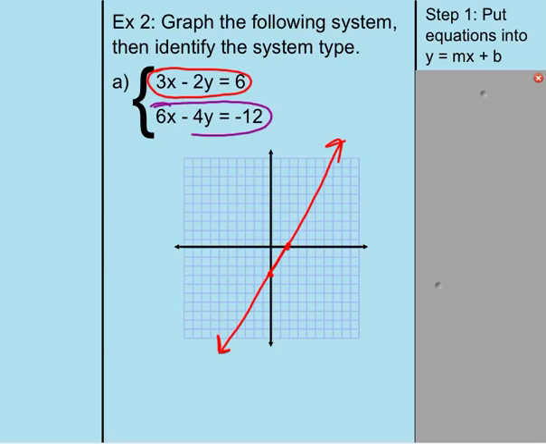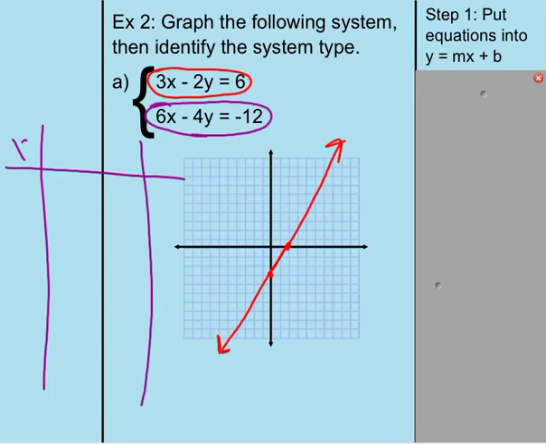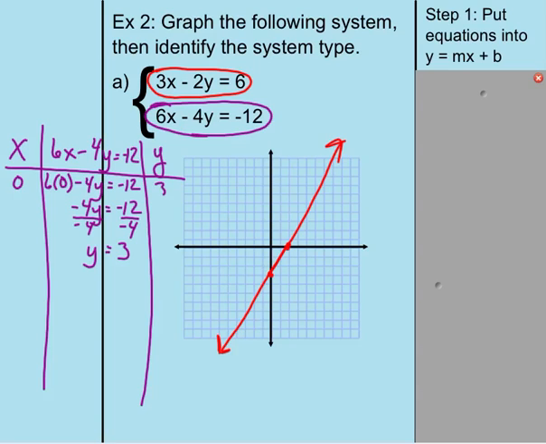And graphing using intercepts, my purple line here, I'm going to set up the same table, putting my purple equation in the middle. Substituting 0 for x. 6 times 0 cancels again. Again, don't lose the negative in front of your y. Dividing both sides by -4, we get y equals +3. So plotting 0, +3.